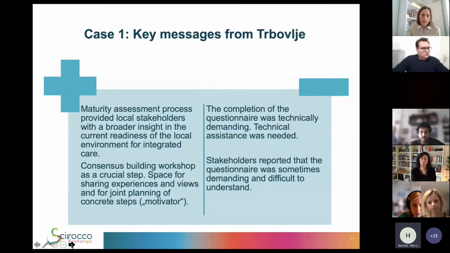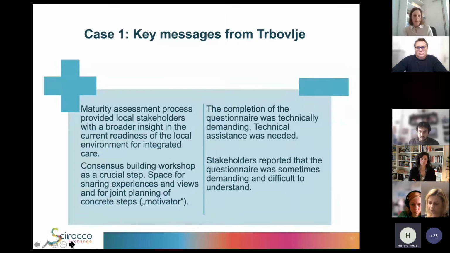On the other hand, the experience in the municipality of Trbovlje showed that filling in the questionnaire was somewhat of a technical challenge. Some stakeholders needed our technical support, and they also reported that the questionnaire was sometimes challenging and difficult to understand. In another case, the second one, the plan was to conduct the entire assessment process twice.